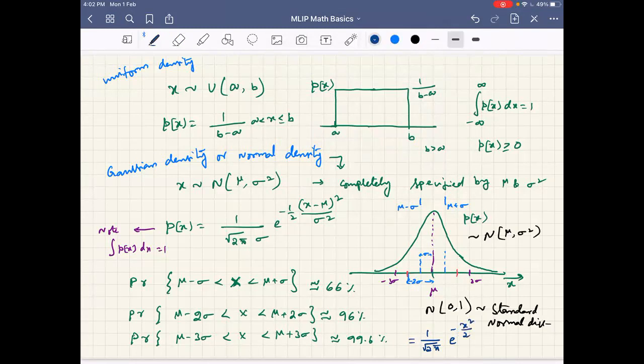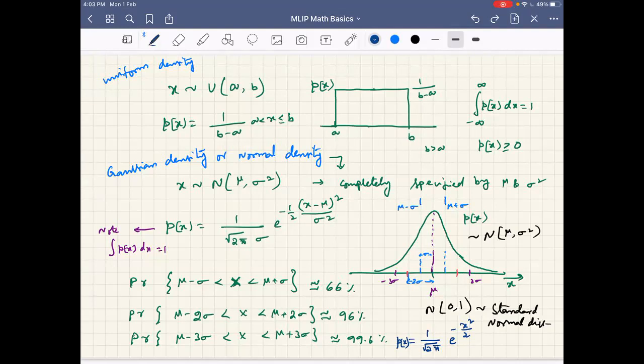Okay, this is the standard normal distribution. Whenever we write the PDF for a standard normal distribution, probability of x is defined as 1 by root 2 pi e power minus x square by 2. Whenever we want to do any computations on this Gaussian density, especially integrals, we use this standard normal distribution.